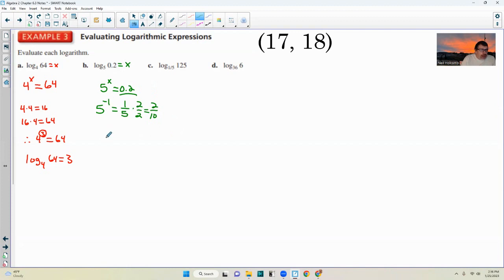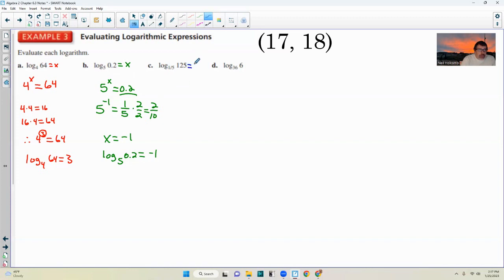So there it is. X equals -1. And so we would say the log base 5 of 0.2 equals -1. Okay, so if you're going to get a number that's a decimal from a base that's a real whole number or integer, then the exponent must be negative. Okay, so now let's do C.